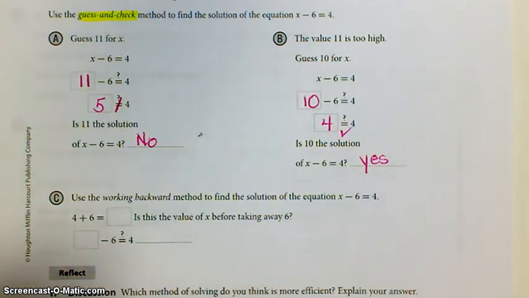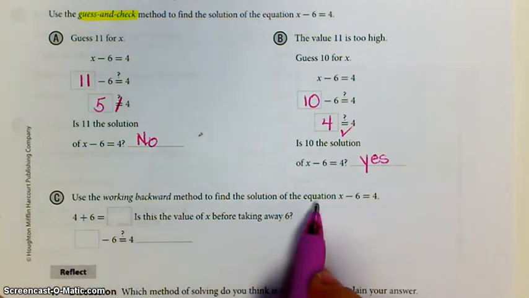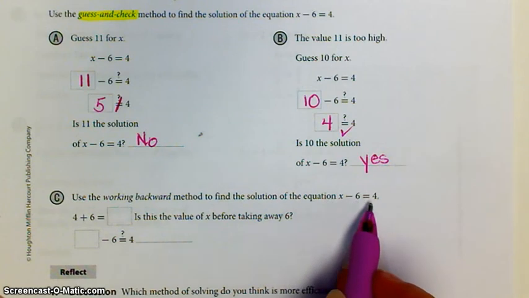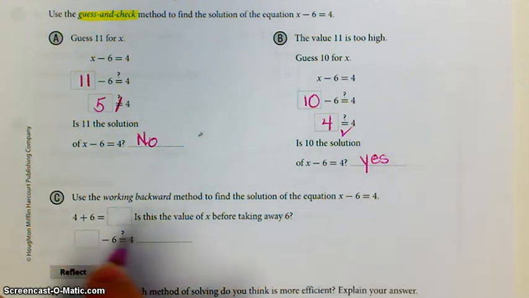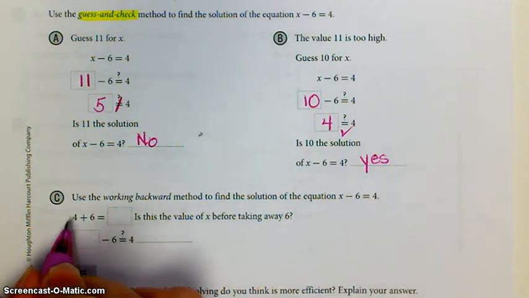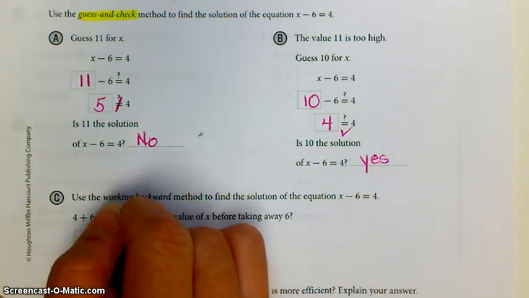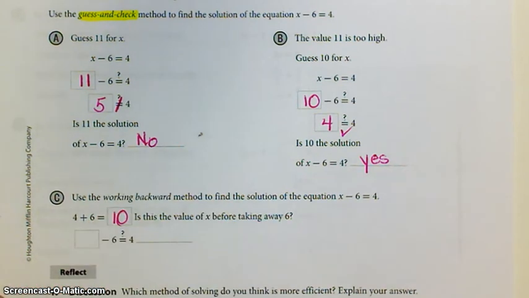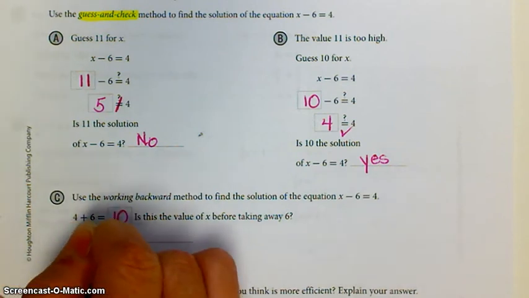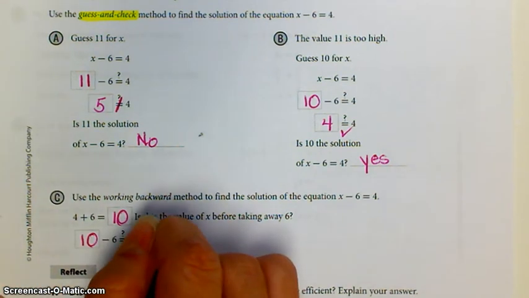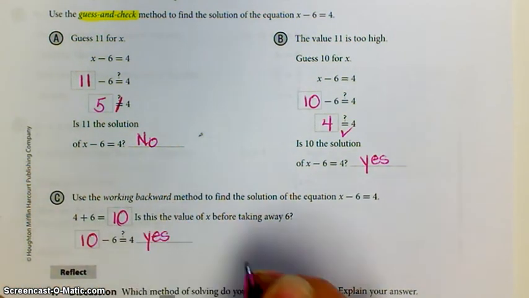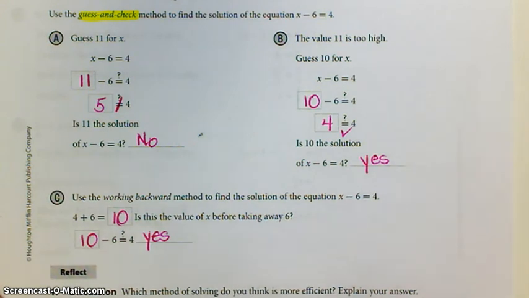Down at the bottom, we've got working backwards. x minus 6 equals 4. 4 plus 6 is 10. Is this the value of x before taking away 6? Well, it sure seems like it would be. So you kind of think backwards. Which one do you think is more efficient? Honestly, I think working backwards is more efficient.